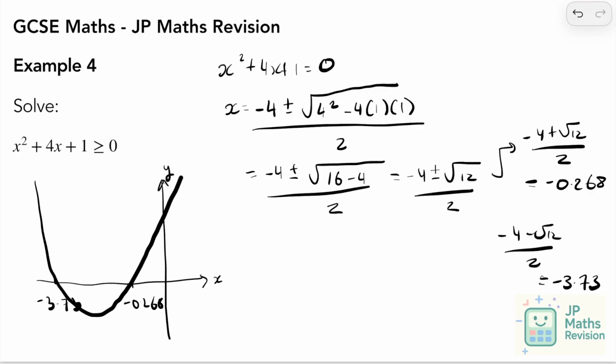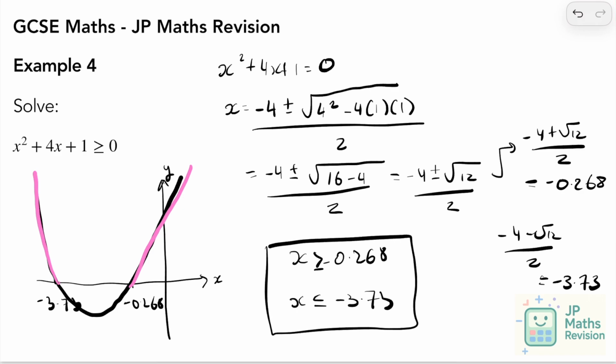graph. So this time it's greater than or equal to 0. So because it's greater than or equal to 0, I'm looking above the x-axis. So it's these values to the right of minus 0.268 and the values to the left of minus 3.73. So those are the values that are greater or equal to minus 0.268 and that are less than or equal to minus 3.73. So that is the answer to that question.